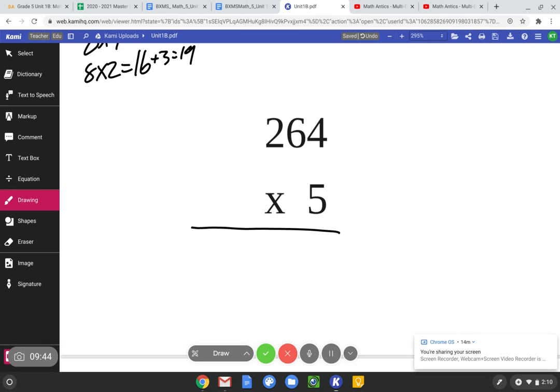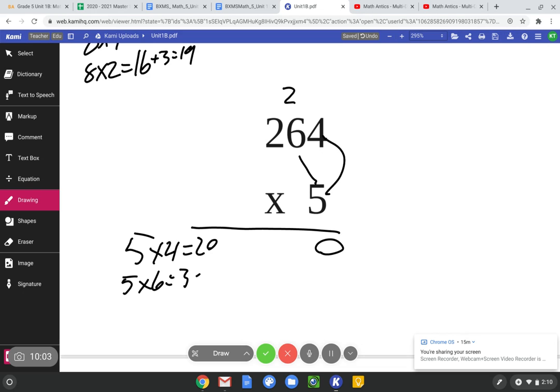264 times 5. So start with the ones place. 5 times 4, 20. But that 2 is going to be in the way of the tens place, so I'm putting it on the added. Now we're going to do 5 times 6. That's going to be 30, and I have that 2 from the added, so it's going to be 32. But that 3 is going to be in the way of the 2, so I'm going to put the 3 in the added.